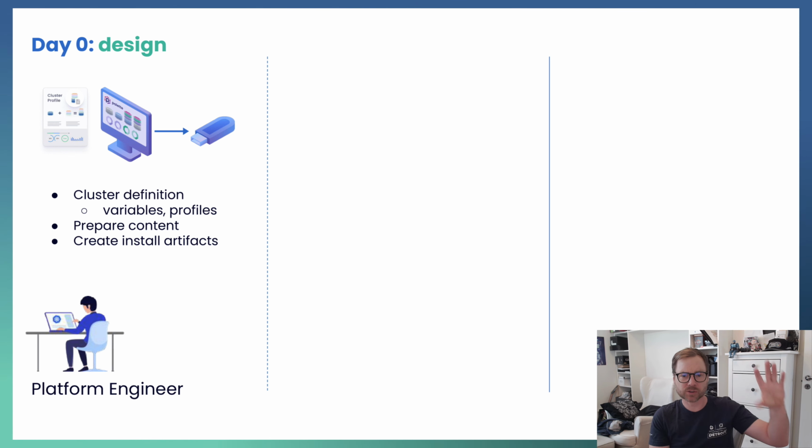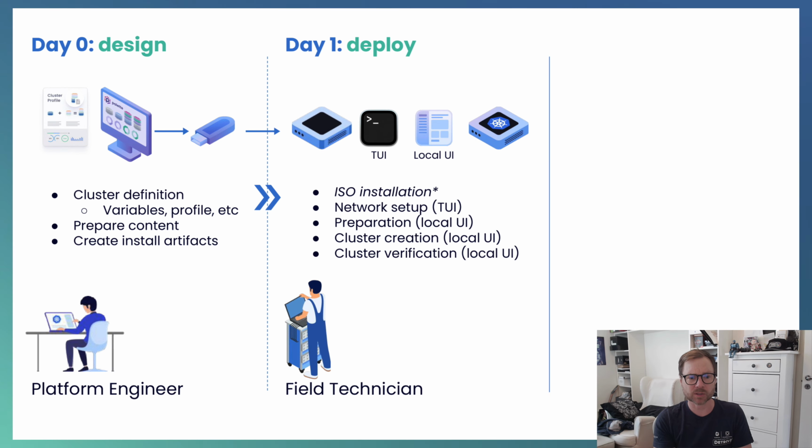So if you have a cluster definition and then you have the content, which is things like images, you can then create installation artifacts. And Pallet gives a very simple, easy to use interface to the platform engineer in order to do that. This creates basically a USB stick which can be used for installation of a cluster. They give the USB stick to a field technician who takes it to the site, plugs it into the piece of hardware, and they install it just like installing any operating system.